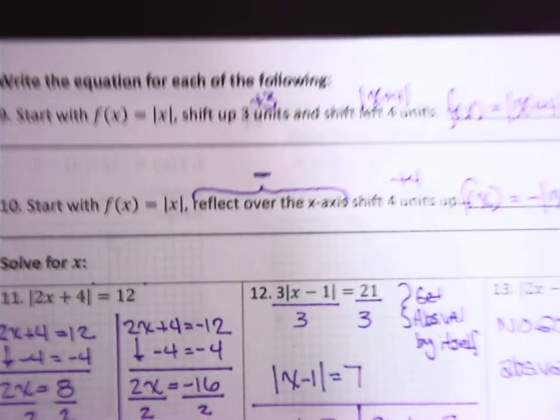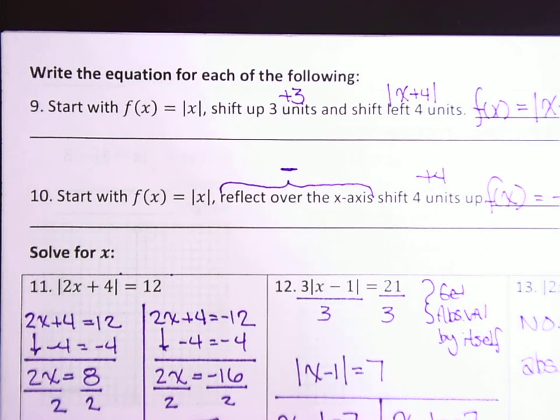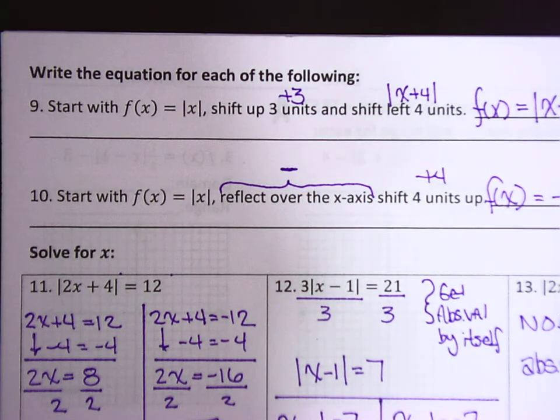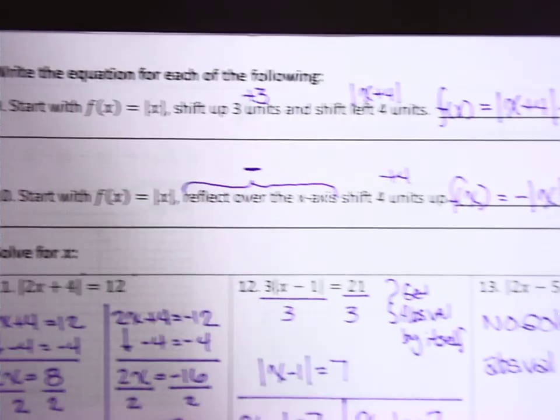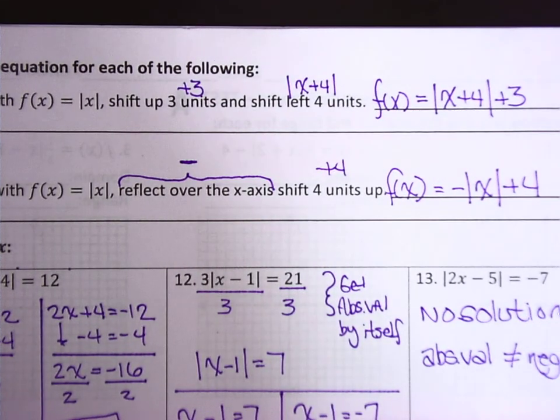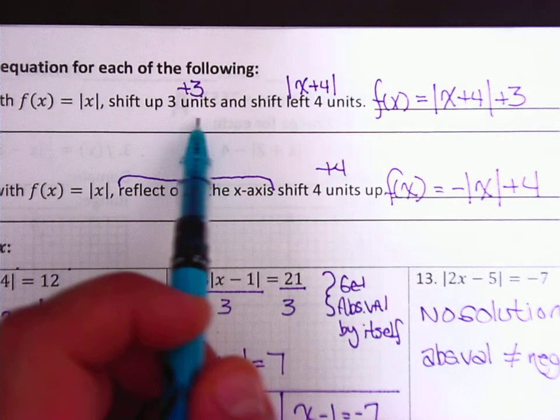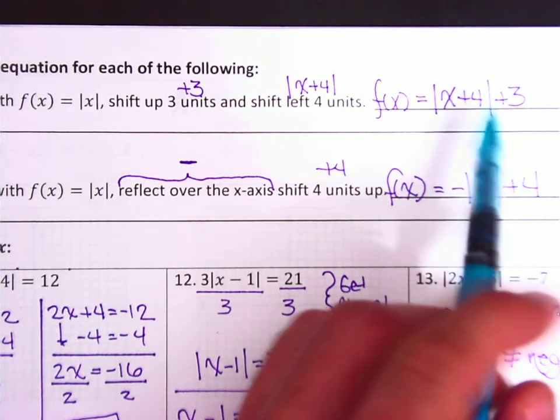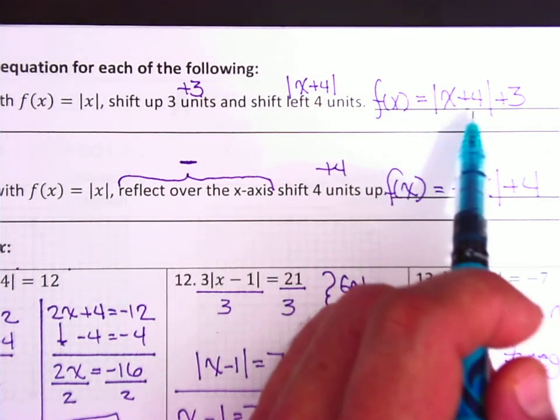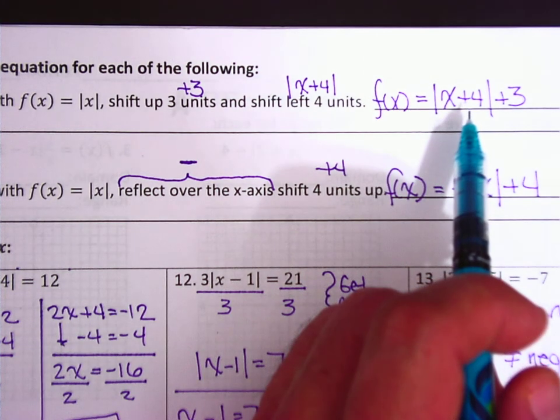On to number 9. For number 9, it says, oops, let me get that in view, that might help a little bit. Start with the f of x equals absolute value of x equation, shifted up 3 units, and then shifted left 4 units. So I wrote down what those translations mean as far as the equation. Shifting up 3 units is going to be outside of the absolute value bars, and shifting 4 units left would be represented as plus 4 inside the bars.